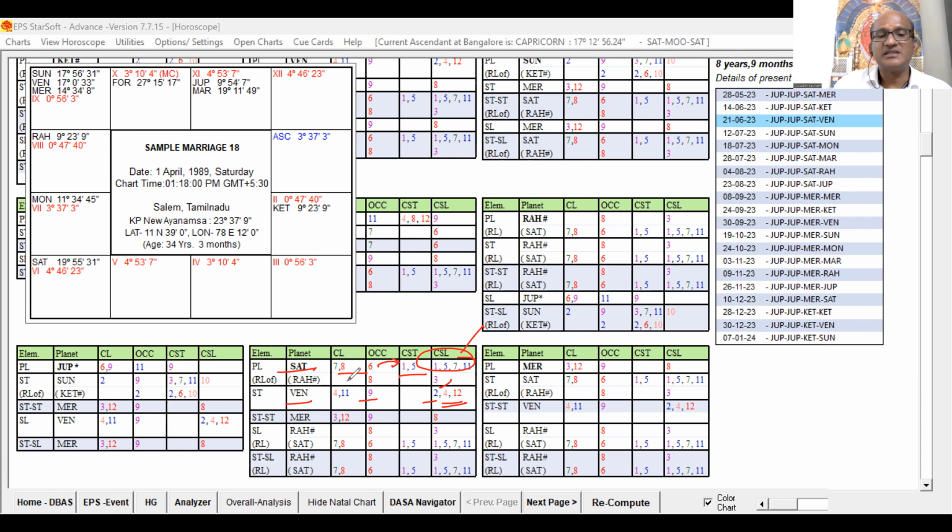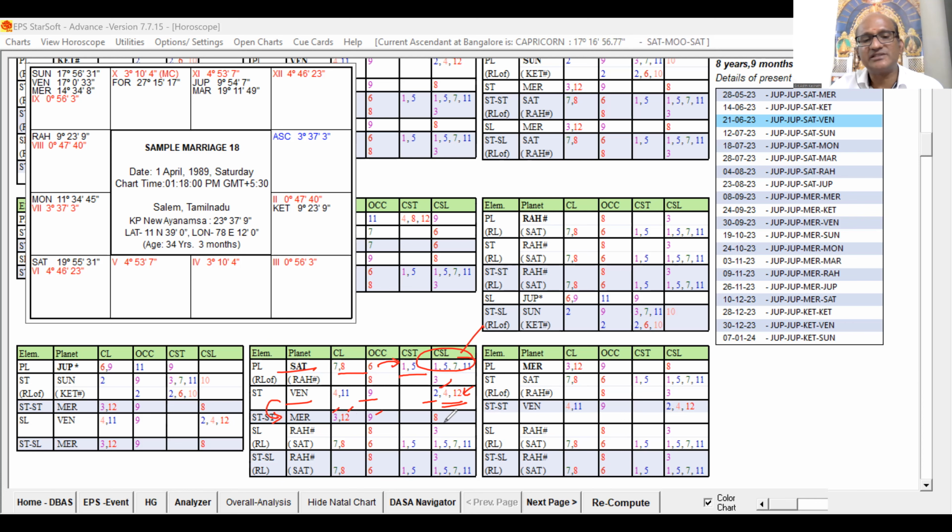It is good. The star lord is Venus, 4-11 and 9. The sublord is for the second house and 4 and 12. That is having some mixed signification. The star lord of the star lord, Mercury, 3, 12, and 9.